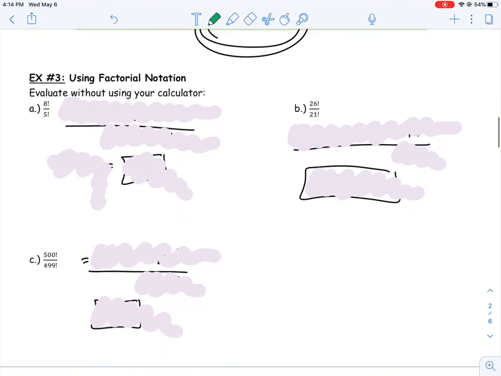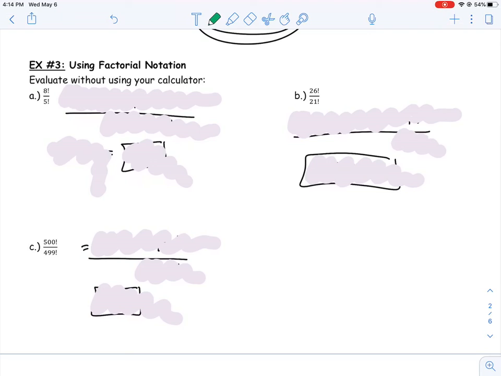All right, let's do one last example in this video, just practicing that factorial notation. If you look at example number 3, it asks us to evaluate without using a calculator what 8 factorial divided by 5 factorial is. Well, let's break it down a little bit. 8 factorial, remember, means 8 times 7 times 6 times 5 times 4 times 3 times 2 times 1. And 5 factorial means 5 times 4 times 3 times 2 times 1.